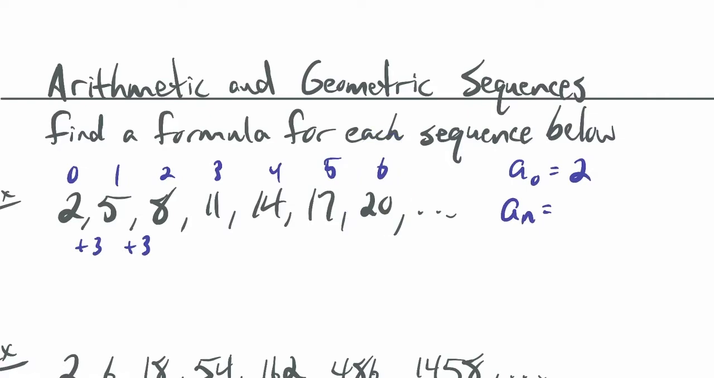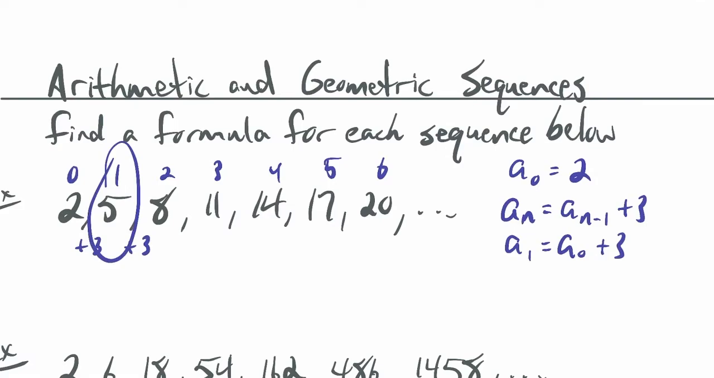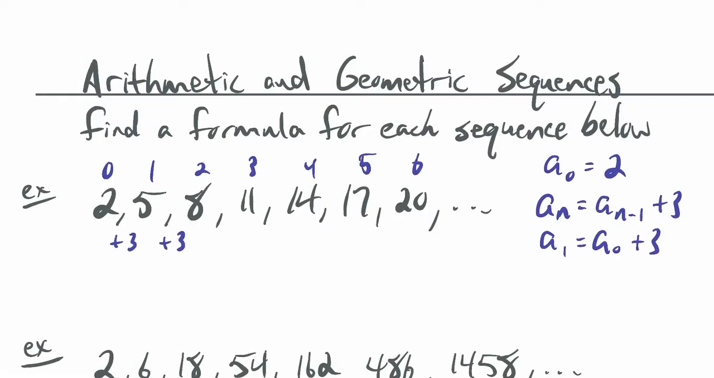So An, we could say, is going to be An minus 1 plus 3. So that A1 equals A0 plus 3. So that would be 2 plus 3 is 5. But I want a formula. So I could say the following. This is the recursive version. But what if I just want a formula?